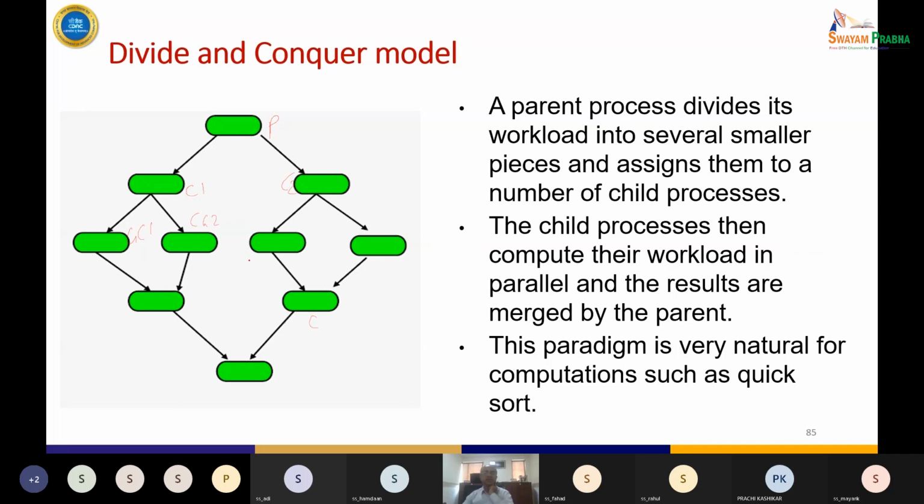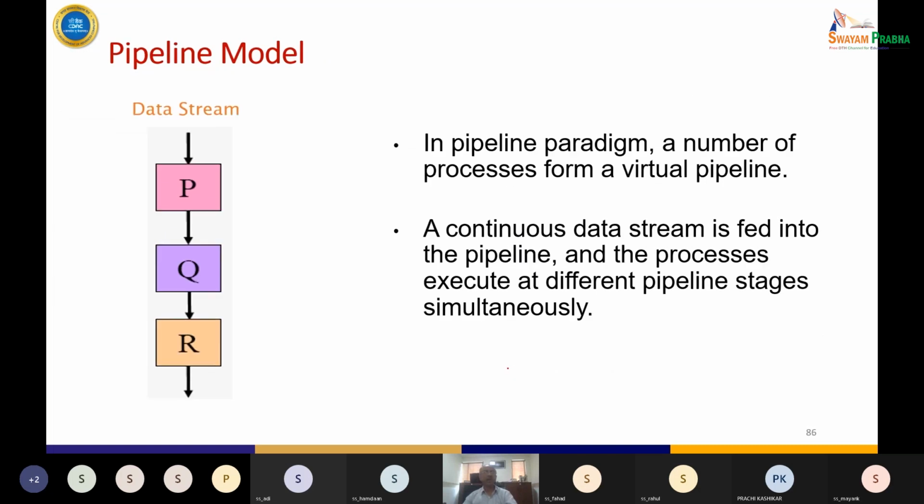It has been found that if you want to parallelize a quicksort kind of algorithm, the divide and conquer model is best suited for it. We don't have time to give examples of how it fits, but I'm just giving you a glimpse of the standard methods that are used more commonly.